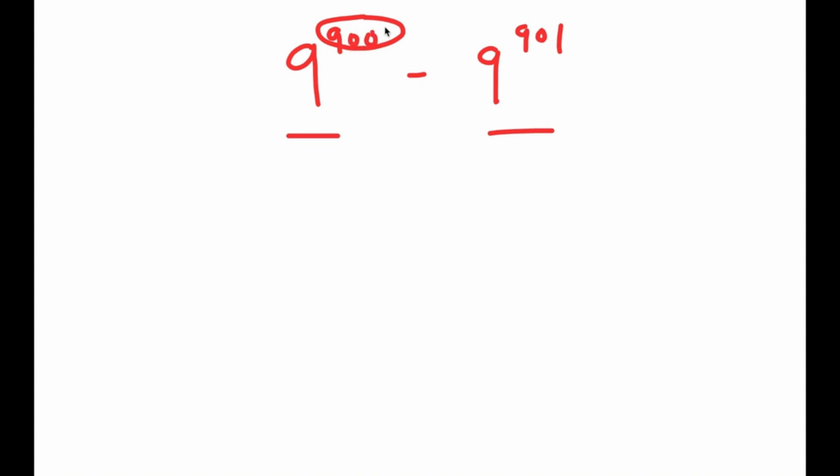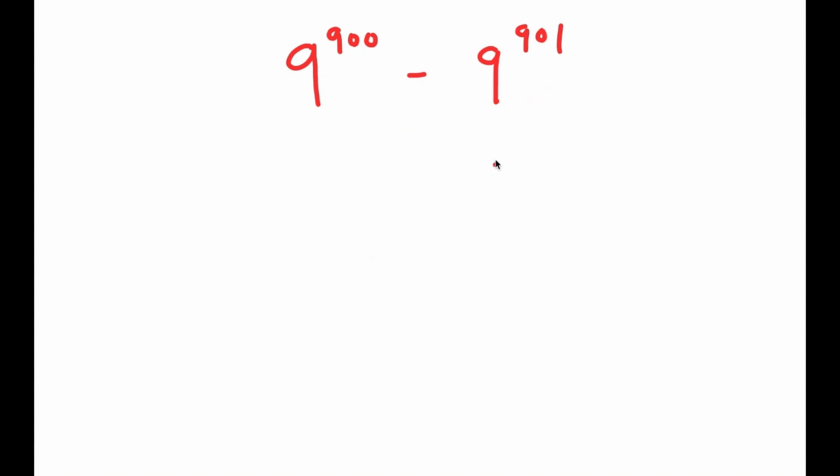Alright, so in this video, I'm going to be solving the problem 9 to the power of 900 minus 9 to the power of 901. So, to solve this, I'm going to first start by evaluating my terms. So we have 9 to the power of 900 and 9 to the power of 901. And these two terms are pretty similar, except that the exponent for 9 to the power of 900 is 1 less than the exponent for 9 to the power of 901. So the easiest way to solve this is to simplify this as much as we can.